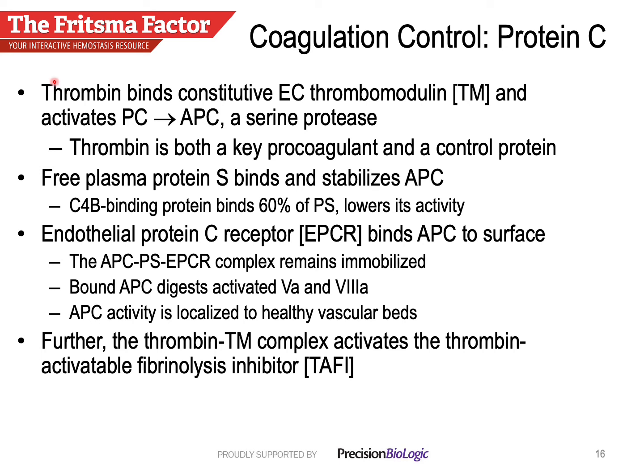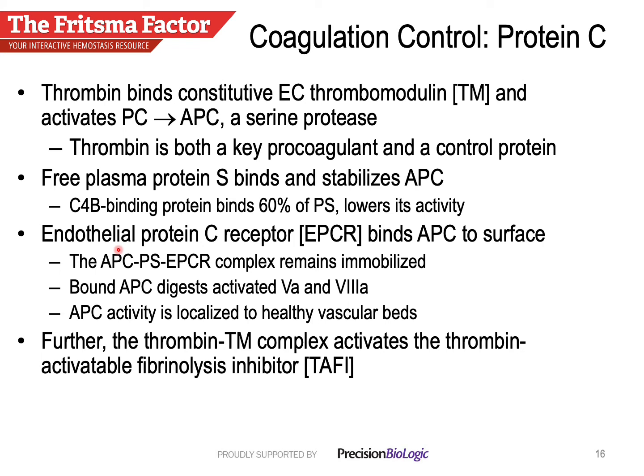Coagulation control via protein C is also a cell-bound activity. Thrombin binds constitutive endothelial cell thrombomodulin and activates protein C to form a serine protease. Free plasma protein S binds and stabilizes activated protein C, while bound protein S exerts less activated protein C stabilizing activity.